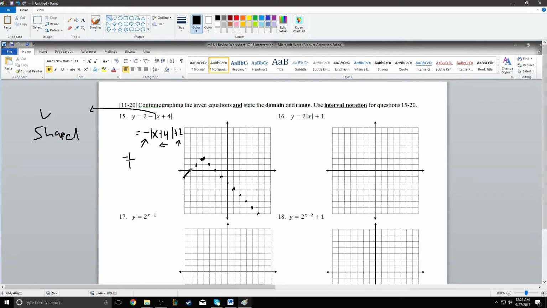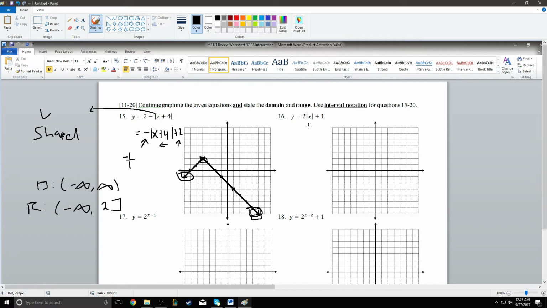Okay. And here are your points. There you go. That's your absolute value graph. Let's not forget the arrows. Domain. Left side's an arrow. Negative infinity. Right side's an arrow. Positive infinity. Range. Your lowest point is an arrow, so that's negative infinity. Your tallest point is at y equals 2. Positive 2, put a bracket.